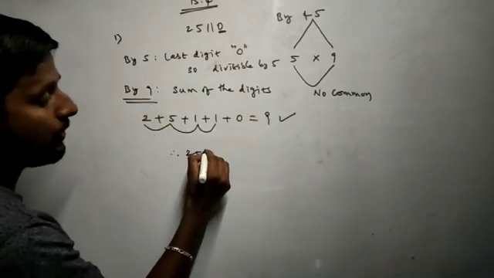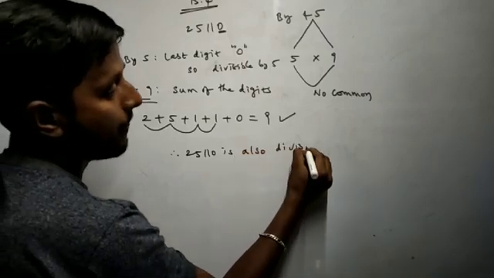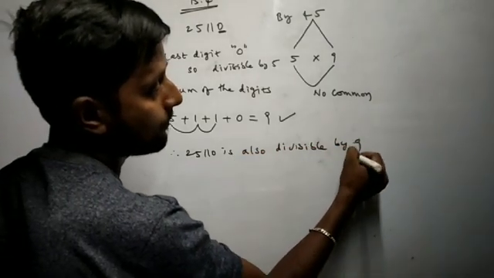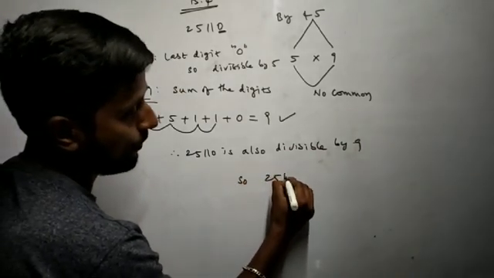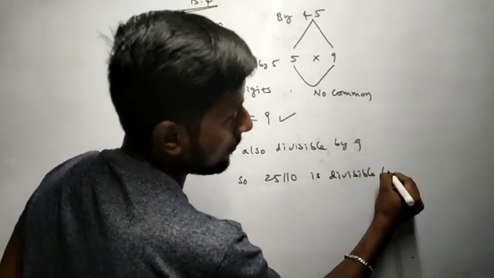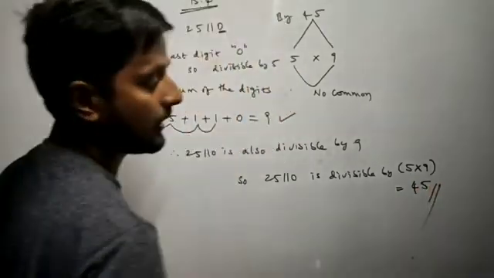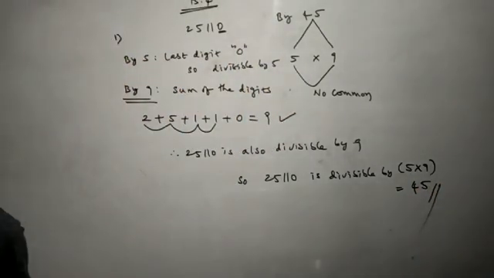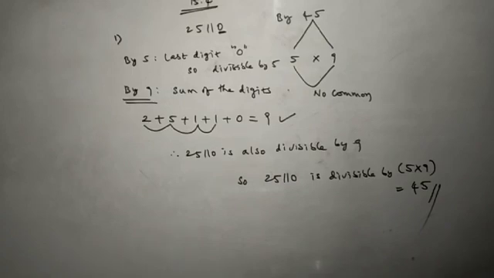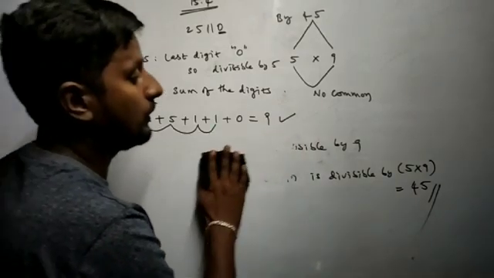So 25110 is also divisible by 9. So 25110 is divisible by 5 into 9, that is nothing but 45. Correct? So that is a way of solving the problems. Okay. Right. So we'll go with the next problem, beta. Third problem.